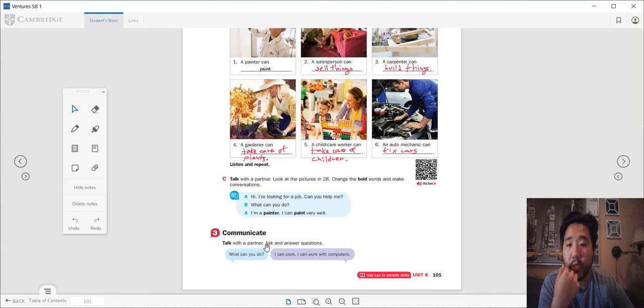Number 3, communicate. Talk with a partner and ask questions. What can you do? I can cook. I can work with computers. Same thing. So the question that I mentioned in video part 1 is this question: What can you do? This is a question that comes up a lot when you're doing a job interview.